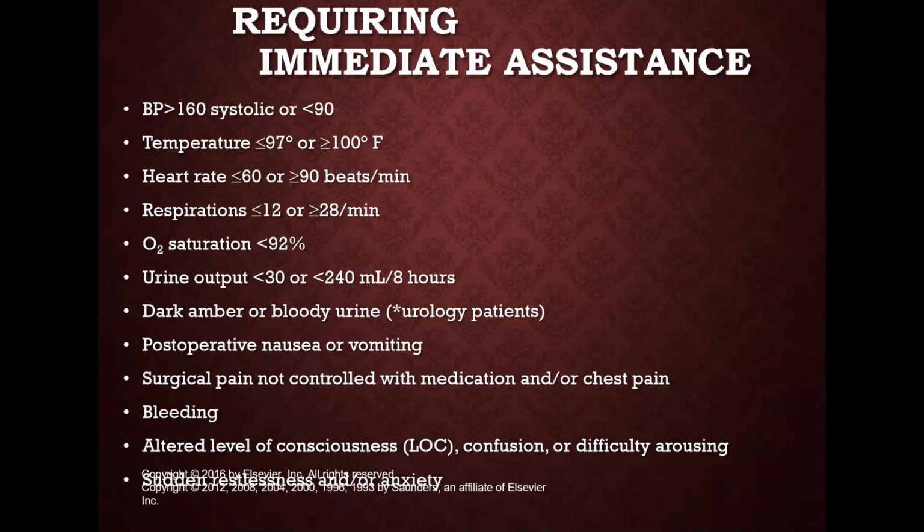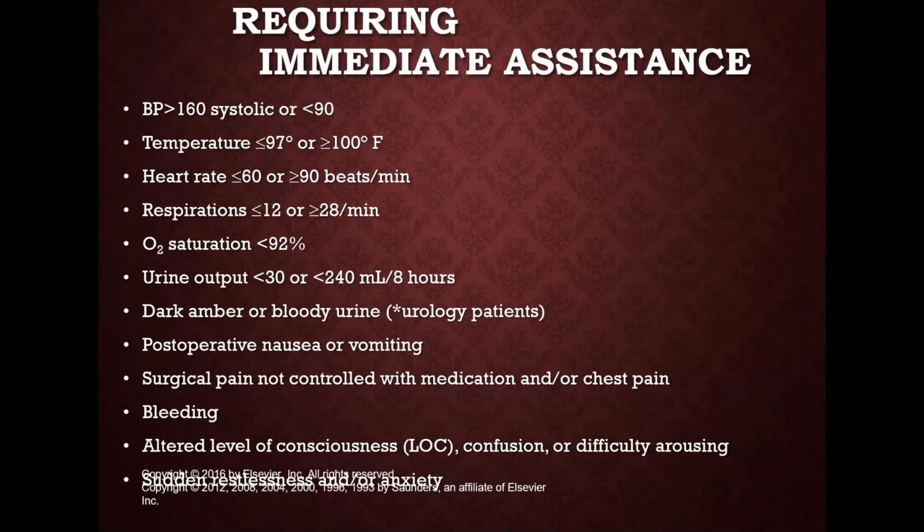That requires assistance. If the temperature is too low, if the heart rate is not between 60 to 90, if the respirations are off, if the O2 sat is less than 92, if they have a urine output of less than 30 milliliters within an hour or 240 milliliters within 8 hours, they may be distended. It may be something wrong. If they have dark amber or bloody urine, you want to assess that.